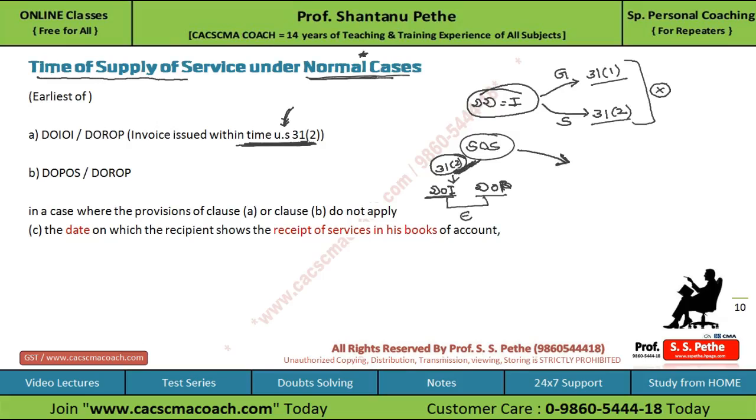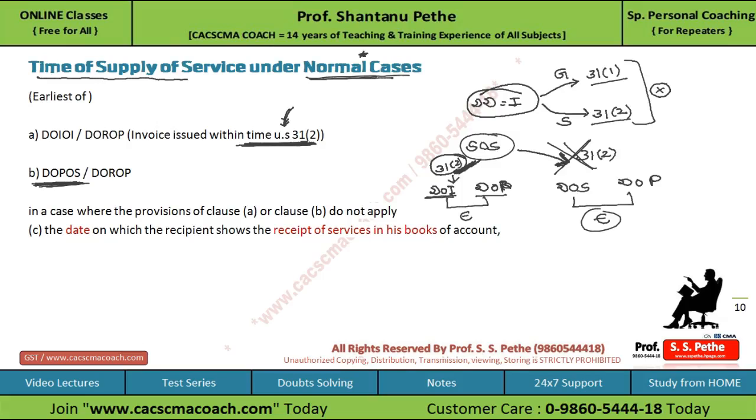If the invoice is not issued within the time limit mentioned under section 31(2), then you have to check the date of service, that is the date of provision of service. कब आपने service provide की है वो check करना है, and you have to compare it with the date of receipt of payment, that is the date of payment से check करना है. Whichever is earlier will be treated as the time of supply of service.